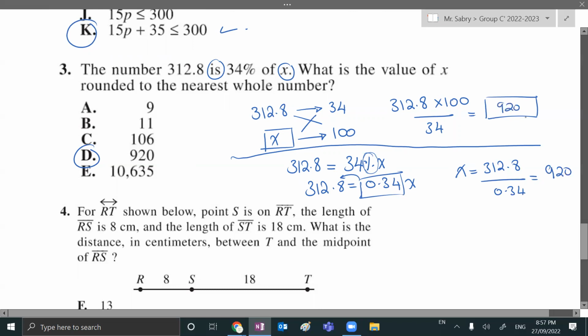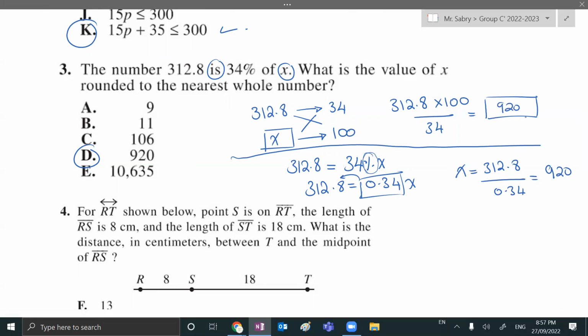Does that make sense as well? Yes. I honestly want you to understand both ways, because both ways could work in various other occasions, not just this question. Any problems here? We're all good? MashaAllah.